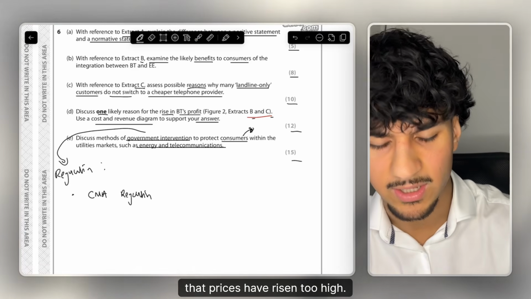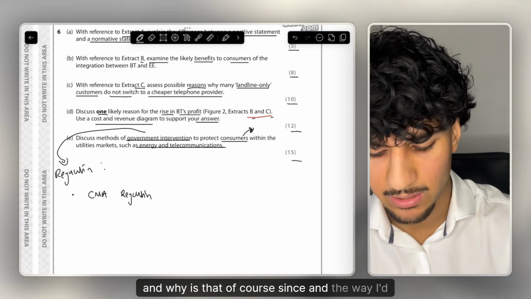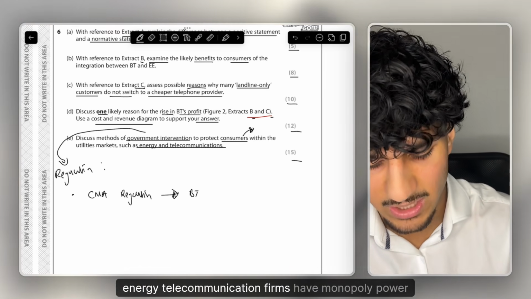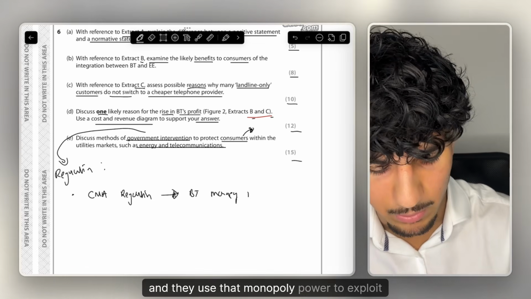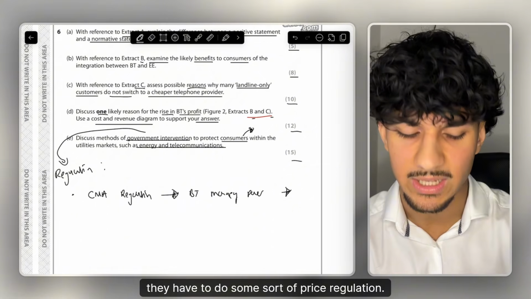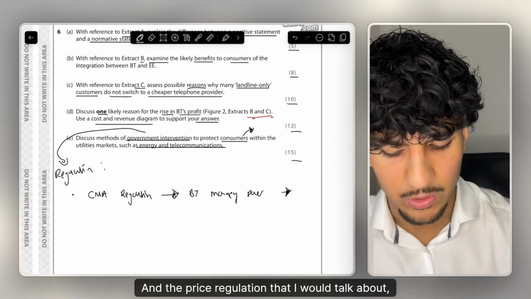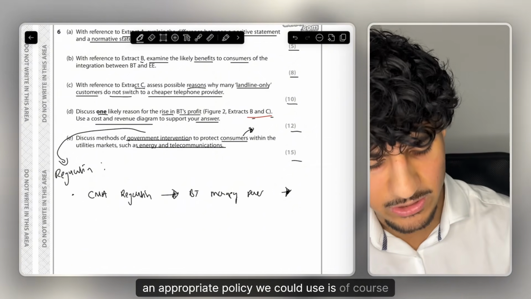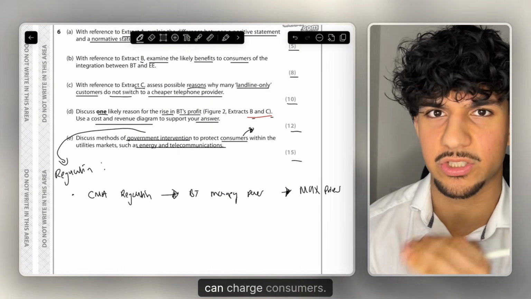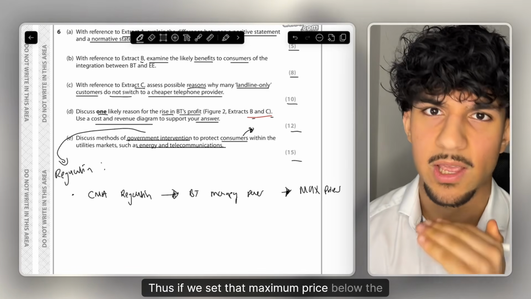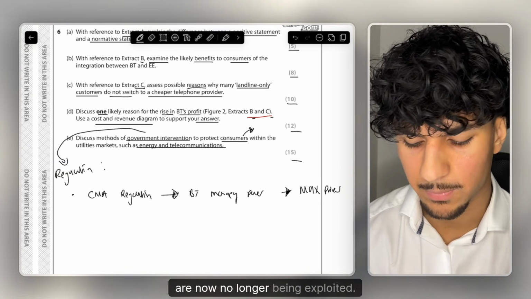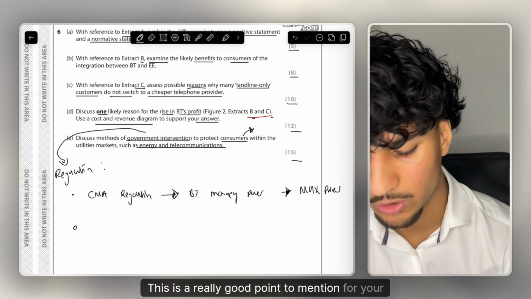That prices have risen too high, and why is that? Of course, the way I'd link this is that BT and these types of energy and telecommunication firms have monopoly power, and they use that monopoly power to exploit consumers. Thus the CMA has to regulate, they have to do some sort of price regulation, and the price regulation I would talk about, an appropriate policy we could use, is of course maximum prices. So we could set a maximum price, which sets the upper limit to how much firms can charge consumers. Thus if we set that maximum price below the equilibrium price, it means that consumers, you could say, are no longer being exploited. This is a really good point to mention for your first paragraph.